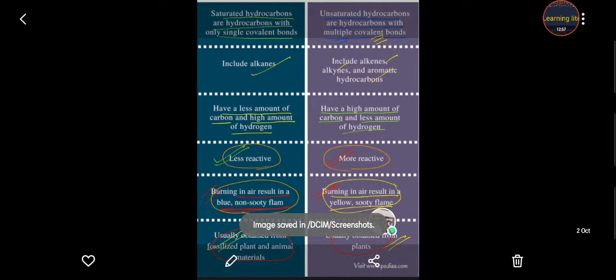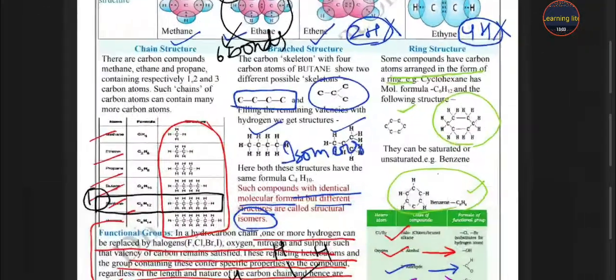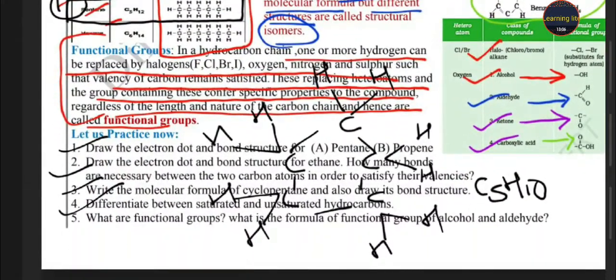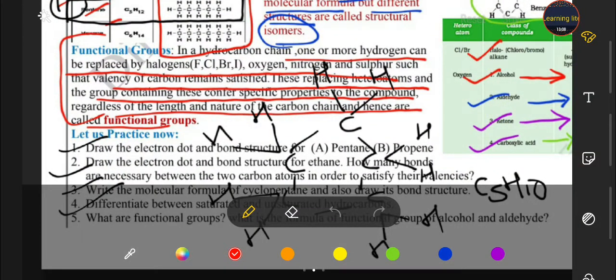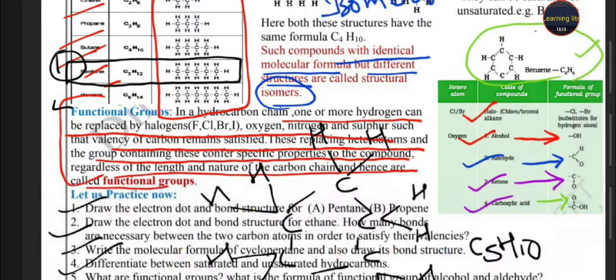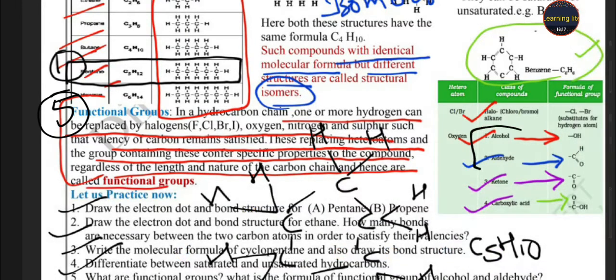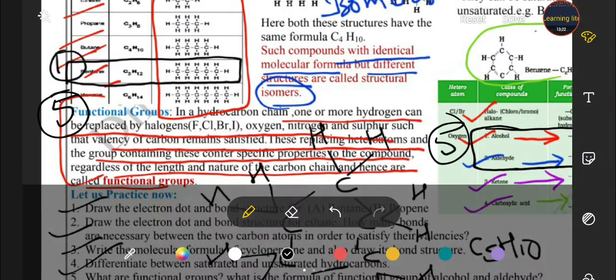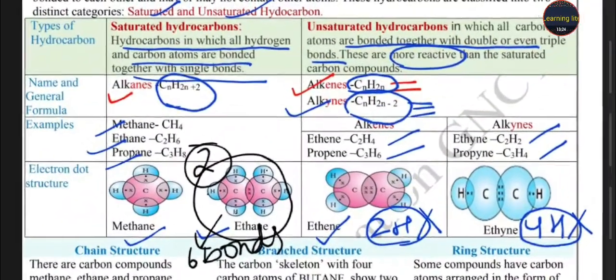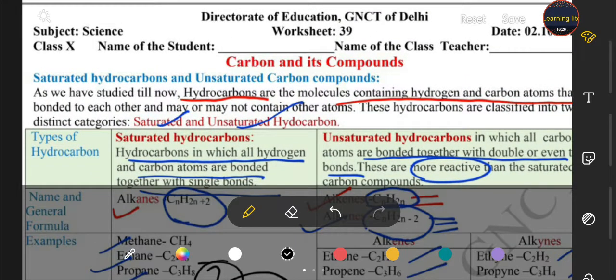Now go back to our worksheet, student. The last question of our worksheet is, what are the functional groups and what is the formula of alcohol and aldehyde? So this is your fifth answer, student. Functional group: you can write the definition from here, and for the alcohol and aldehyde formula you can write from there. Okay, I think this worksheet is clear to you. You can now understand the difference between saturated and unsaturated hydrocarbons.